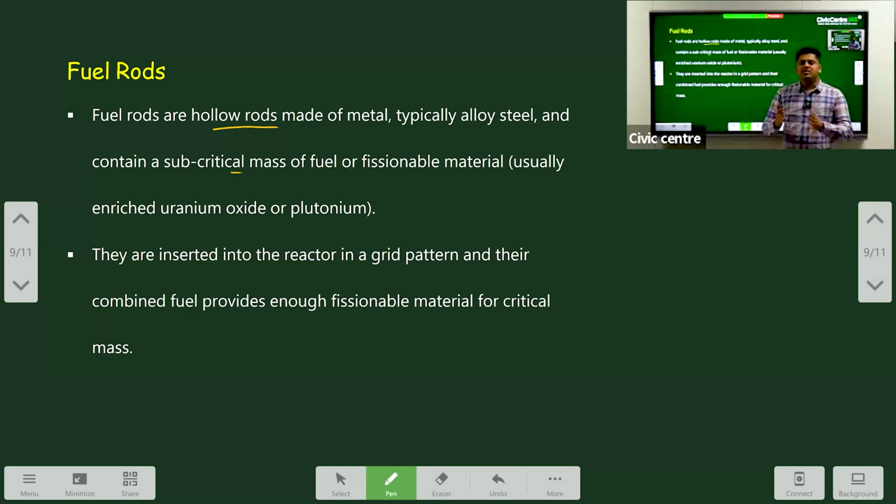This is because we are going to have a number of fuel rods in a grid pattern. So altogether that will have the critical mass. But if you take a single fuel rod, it won't have the critical mass. So it contains the subcritical mass of fuel or fissionable material, which is usually enriched uranium oxide or plutonium. Now they are inserted into the reactor in a grid pattern, and their combined fuel provides enough fissionable material for the critical mass.